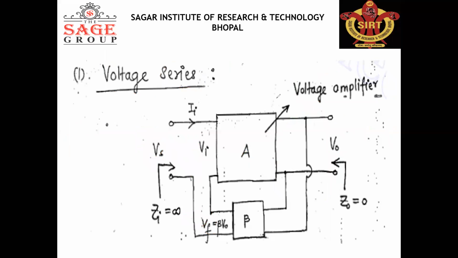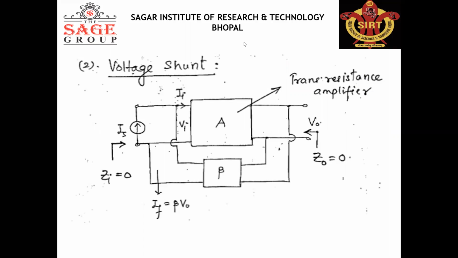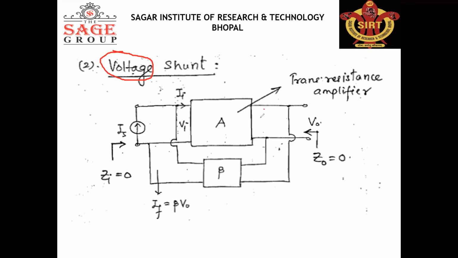Again, voltage shunt. Before this we studied voltage series. Now this is voltage shunt. So the first term is voltage, so sampling is done in the form of voltage. So again it is connected in parallel form, the feedback signal and output are connected in parallel form. This is voltage, and this is shunt.